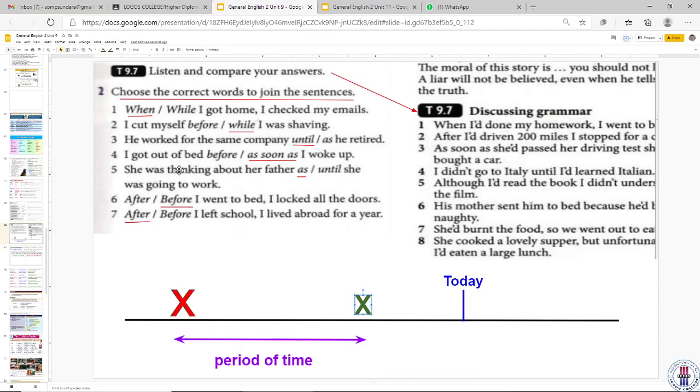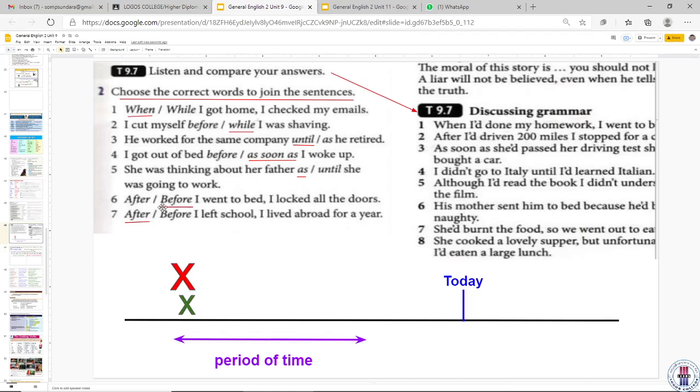Number 4, as soon as I woke up, I got out of bed. Okay. So you're asleep. Let's say you sleep. You're asleep right here. And here, you woke up. This red X is you woke up. All right. Maybe you woke up at 5 in the morning or 6 in the morning. You woke up. Then, what happens after that? Then you get out of your bed. So as soon as, it means it happens almost just at the same time, right? You woke up, and then immediately, quickly, you got out of bed.